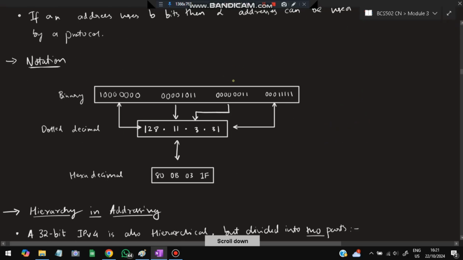The notation will be as follows. This is the first, second, third and fourth. Let's suppose this is 8 bits, another 8, another 8, another 8. So 8 times 4 is 32, 32 bits are there. This is in binary representation, and it can be further condensed into the dotted decimal representation, and further into the hexadecimal representation. This is how the IPv4 address used to be specified.